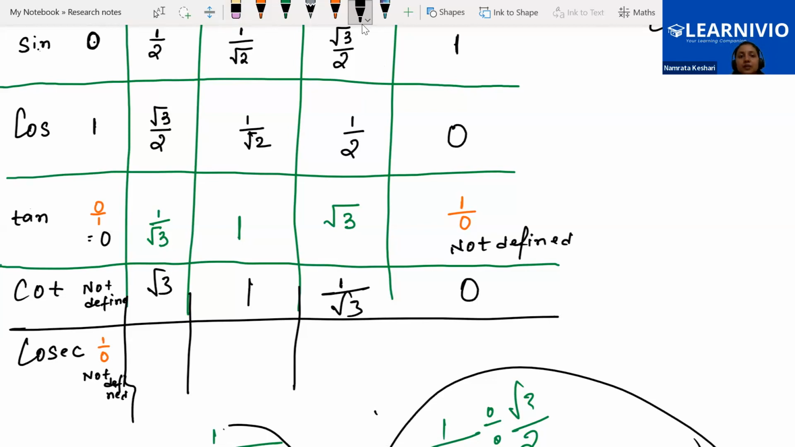Yeah, the next one, 1 by 2. Sine is 1 by 2. So cosec at 30 degrees will be... cosec is just the reciprocal of sine.